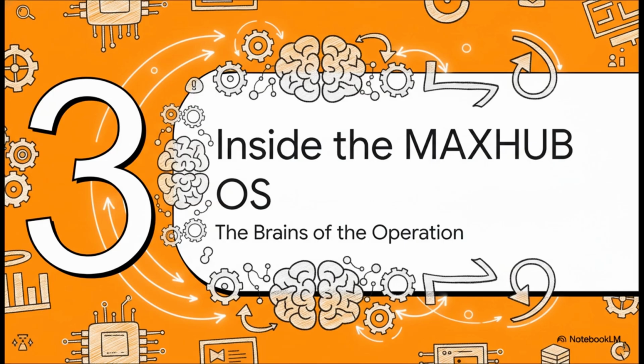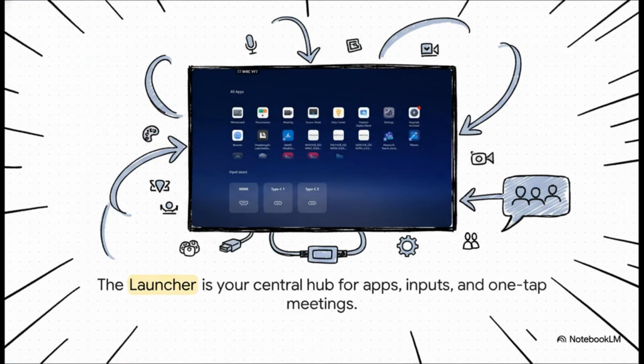This is the software that brings all that hardware to life, and it was built from the ground up to be super intuitive and just seamless. And it all starts right here with the launcher. Think of it as your home base, your mission control for your meeting. From this one screen, you can jump into any of your apps, switch to a laptop that's plugged in, and launch a meeting with a single tap. It's super clean, simple, and you can customize it to have your favorite tools front and center.